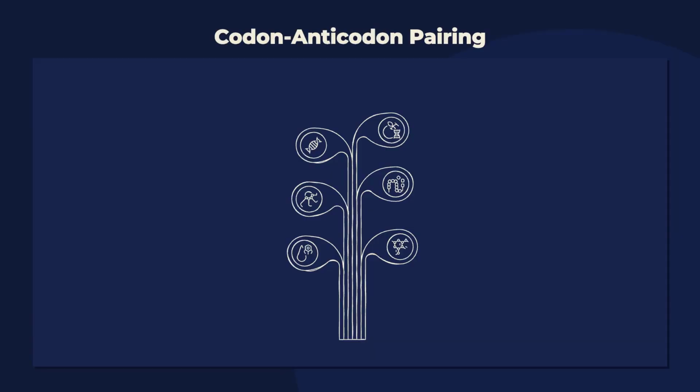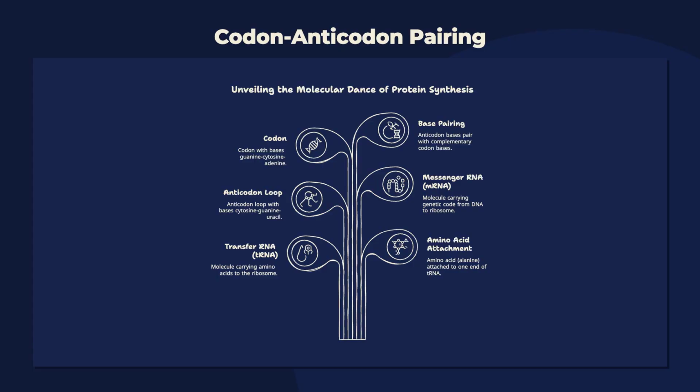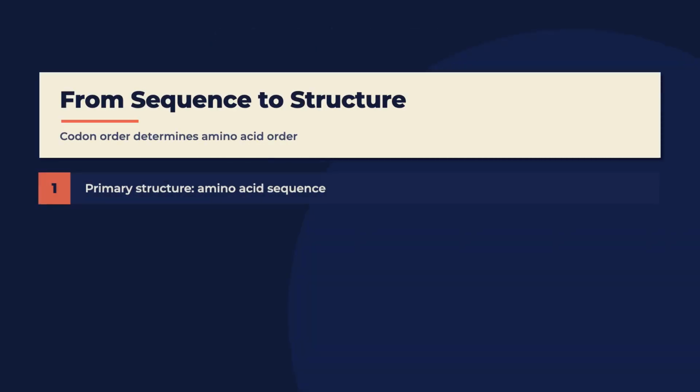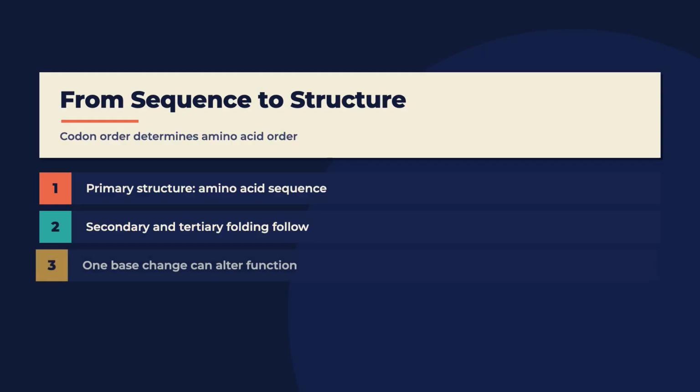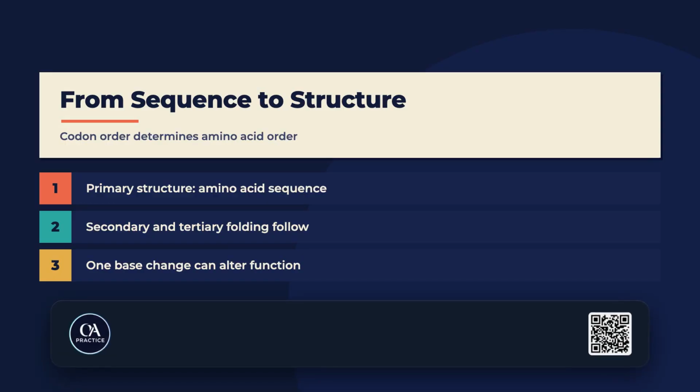acid. The anticodon on a transfer RNA is complementary to a specific codon on messenger RNA. Adenine pairs with uracil and guanine pairs with cytosine. So a codon reading guanine cytosine adenine is recognized by an anticodon reading cytosine guanine uracil, guaranteeing the correct amino acid arrives every time. The order of codons in messenger RNA fixes the order of amino acids, which is the protein's primary structure, and everything downstream, including folding and function, follows from that sequence.